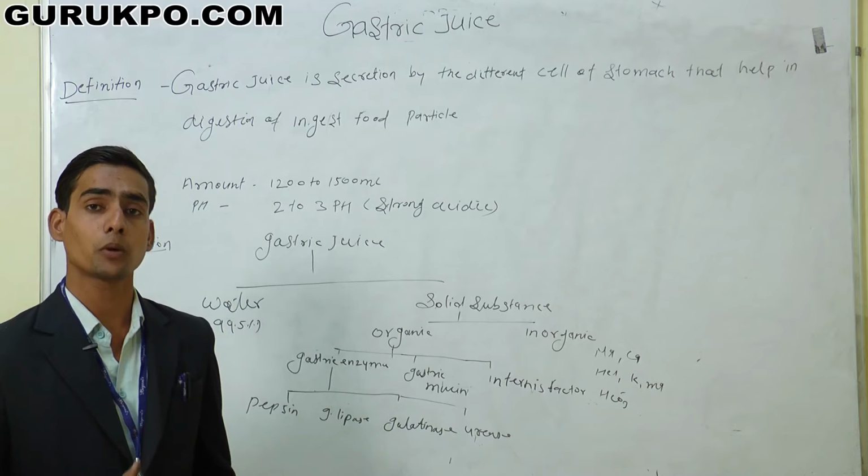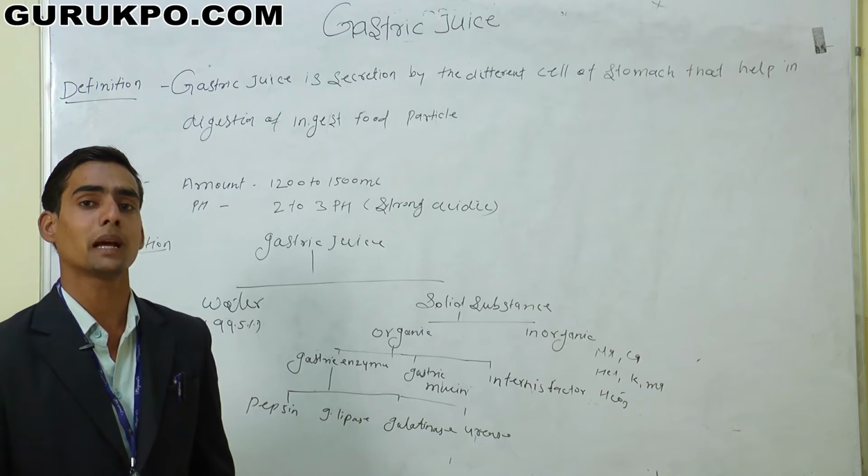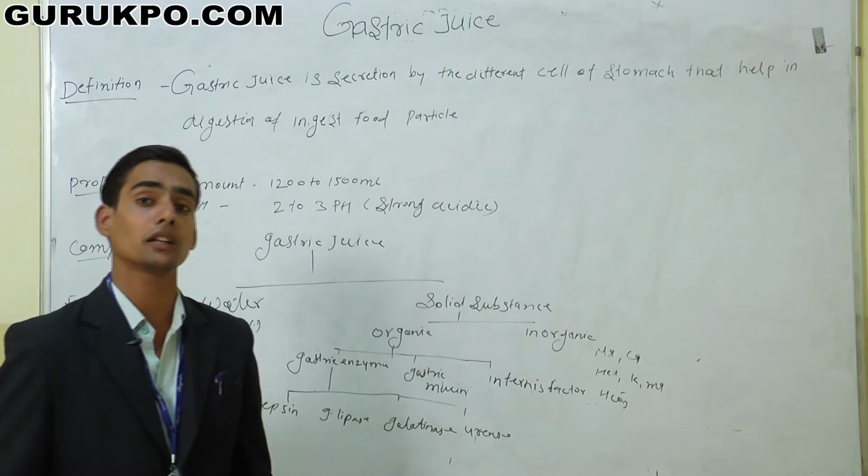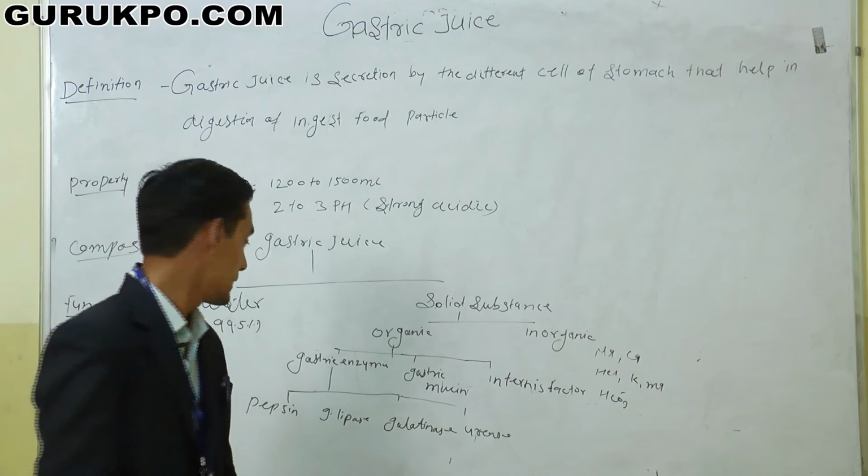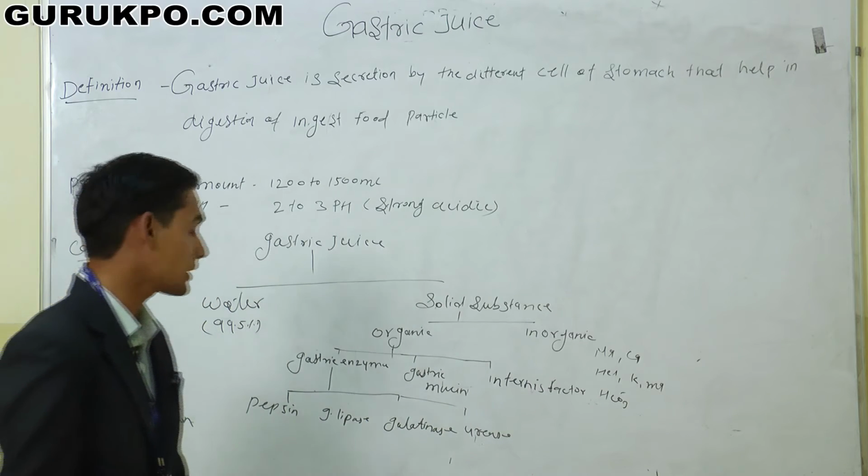If there are problems with mucus secretion and gastric mucin is not properly secreted, in this condition peptic ulcers, duodenal ulcers, and many other conditions appear in persons. And the fourth is hydrochloric acid secretion.